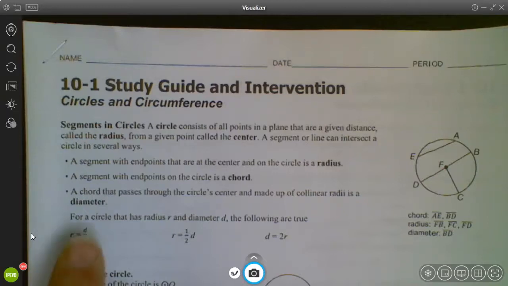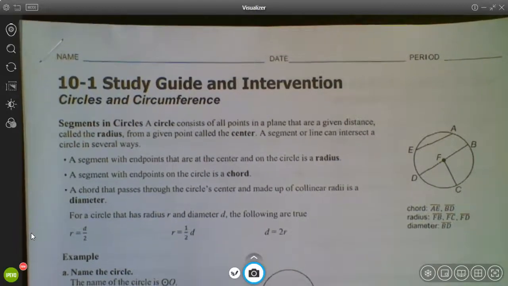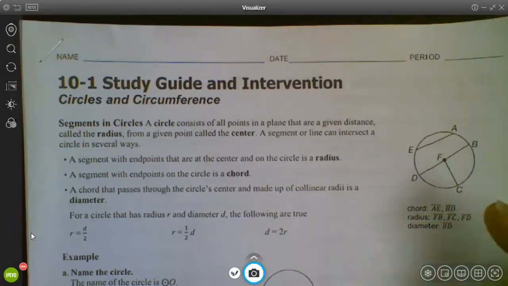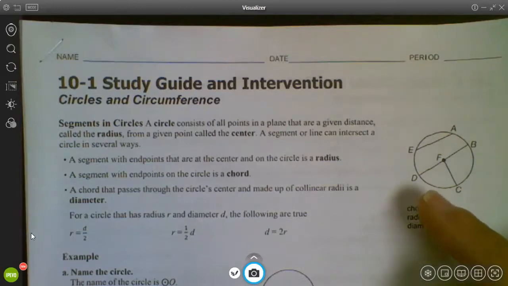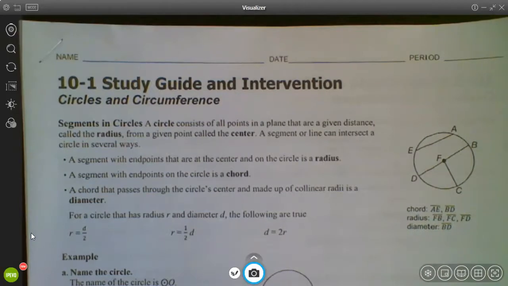Let me jump to this one real quick. The diameter is basically two radii put together. A diameter must go from point to point on the circle, and it must pass through the center of the circle. So DB is the only diameter drawn within that circle, because it goes from one point on the circle to another point on the circle, and it does go through the center of the circle.